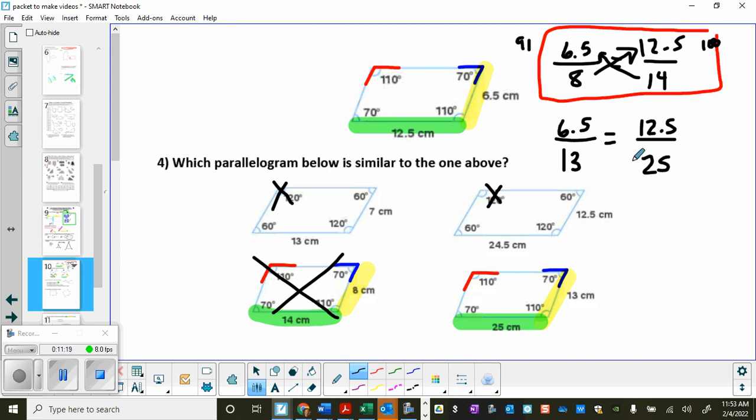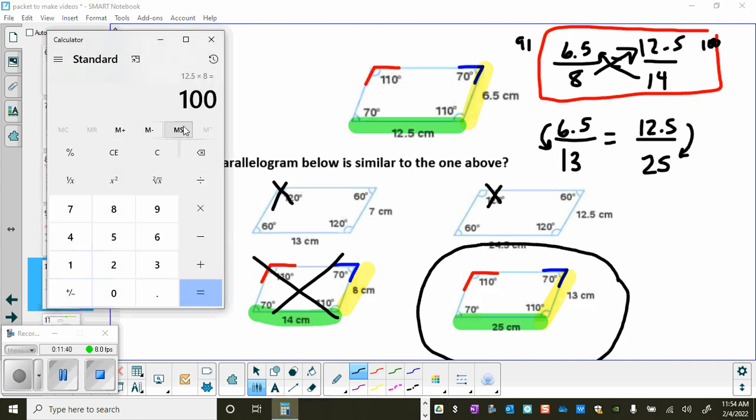Now for this one, some of you might have already caught it: if you double 6.5, 6.5 times 2 is 13, and 12.5 times 2 is 25. So some of you might have caught that the yellow side doubled here, and the green side doubled here, which is enough to confirm that that's the similar figure.